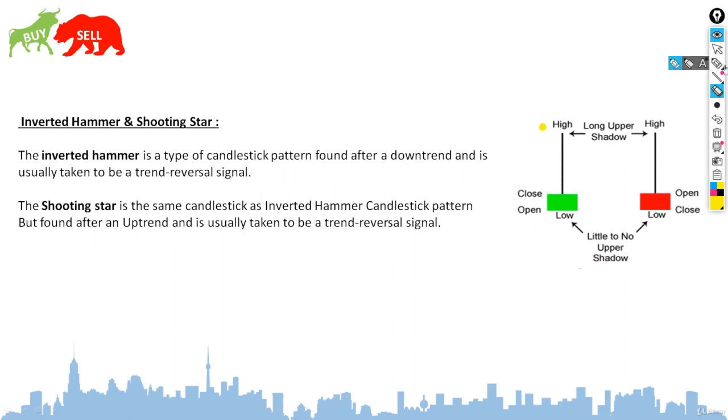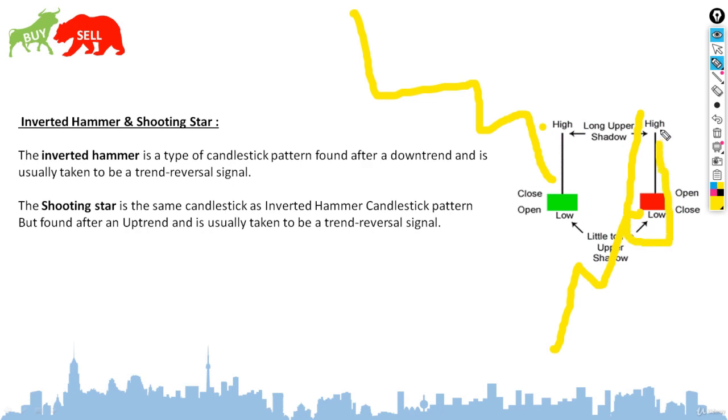If the trend is a downtrend, we name that an inverted hammer. If the trend is an uptrend, we name that a shooting star, and it usually signals a trend reversal. So if we see that in the trend and the next candlestick confirms this candlestick pattern, generally the trend reverses.